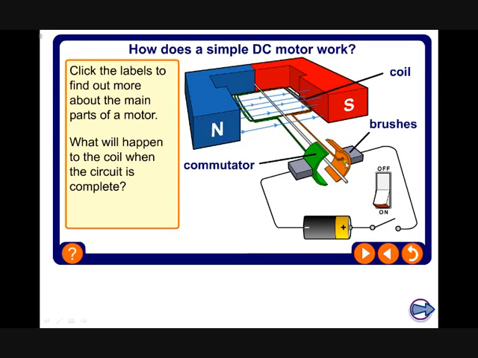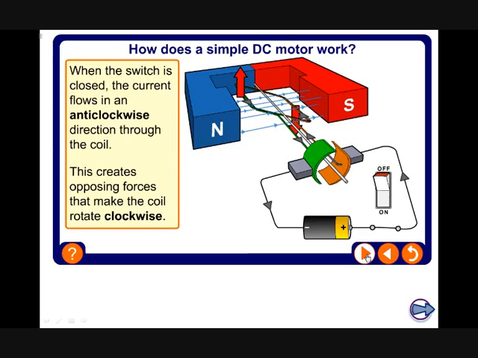But this commutator means that as the whole thing turns, the commutator will spin, and it will go connected from the positive side of the battery, and then it will spin, so it's connected to the negative side of the battery. There's a good reason for that. If we just get it to spin, there we go. We can see that there are forces on either side of the wire.